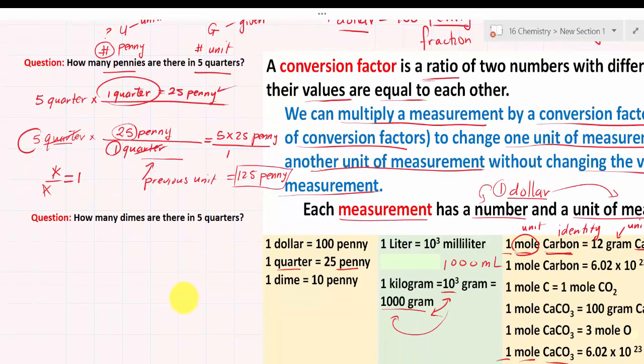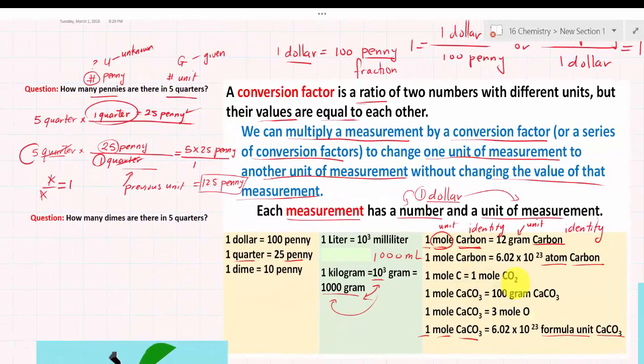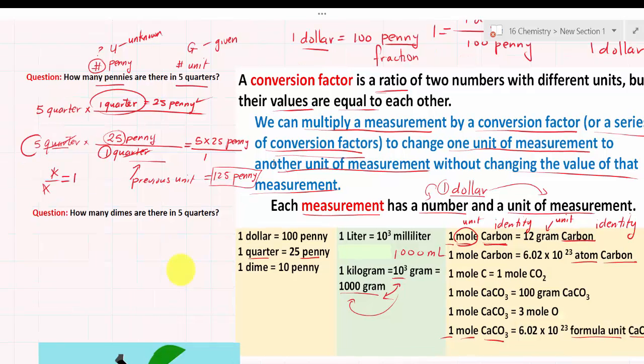Now, remember, part of this is talking about a series of conversion factors as well. Sometimes the problem is really easy when we only have to multiply by one conversion factor. What happens when we have to multiply by a series of conversion factors? Let's try one problem where we have to multiply by more than one conversion factor. First of all, let's look at the problem. How many dimes are there in 5/4? The same problem, okay? Except now we're not looking for penny, we're looking for dimes.